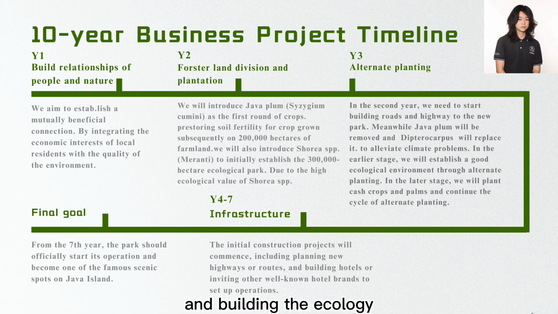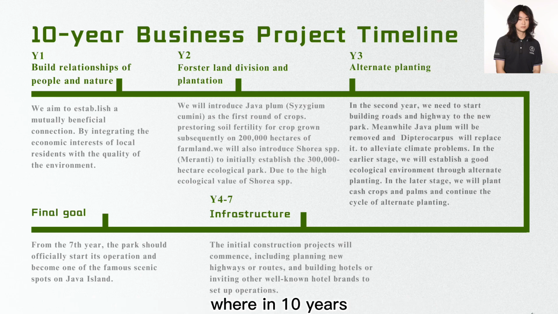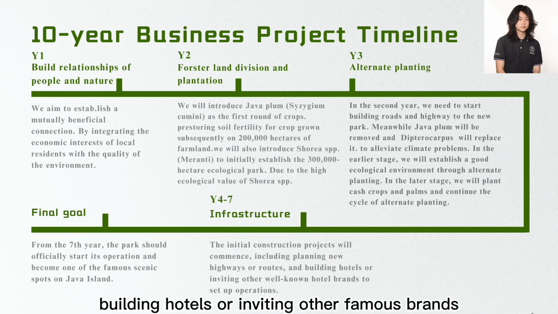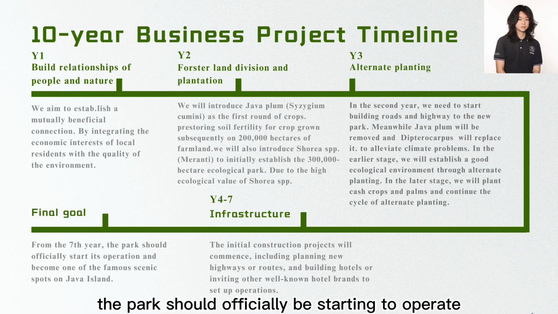As all these are going through, we're going to establish an environmental monitor system which, over 10 years, will simultaneously provide data tracking the changes. In the second year, we'll start with infrastructure building and we'll begin planting Dipterocarpus to alleviate climate problems. From the 4th to 6th year, we'll start building hotels or inviting other famous brands and operations. And then, the park should officially start to operate.